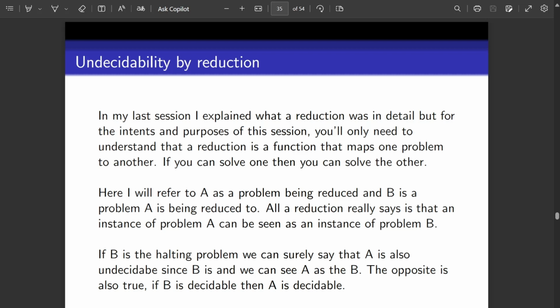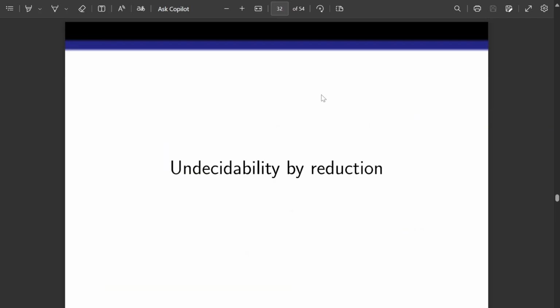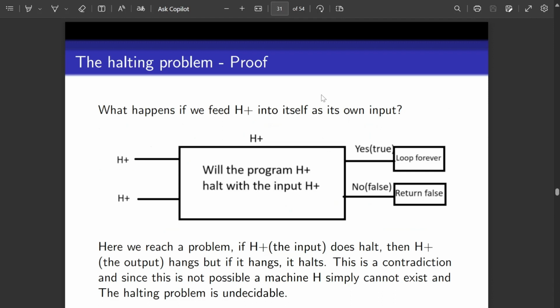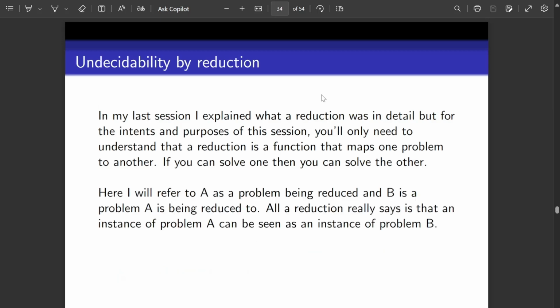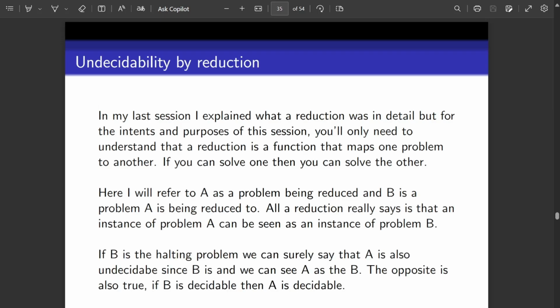So to prove A is undecidable, we want to reduce A to the halting problem. If you can reduce A to the halting problem, you're saying that this problem A can be seen as the halting problem. And because that can happen, if you could get a solution for B, the halting problem, you could get a solution for A. But we've proved right here that having a program that recognizes whether something halts or hangs is impossible. So getting a solution for A must also be impossible.